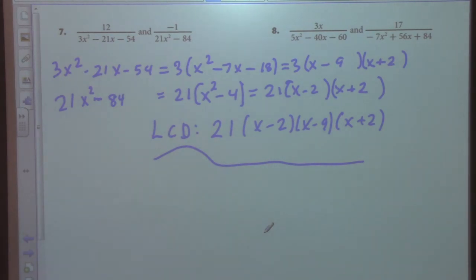Now, I want to show you this one here. The next section is actually using the least common denominator to solve these.